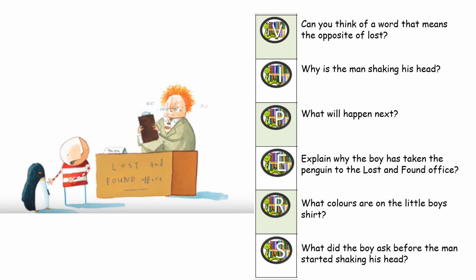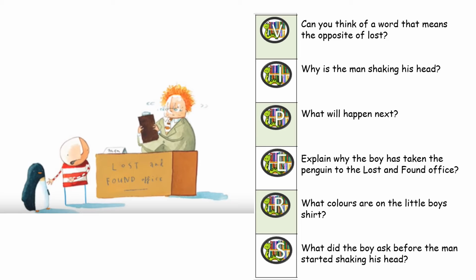Next one is E, explain. So explain why the boy has taken the penguin to the lost and found office. Again, you can only use the clues you've got on the screen for me. So you just have to come up with a reason you think why the boy might have taken the penguin to the lost and found office. Doesn't matter if you're right, doesn't matter if you're wrong, it's just about you having a think. Pause the video and tell somebody near you.